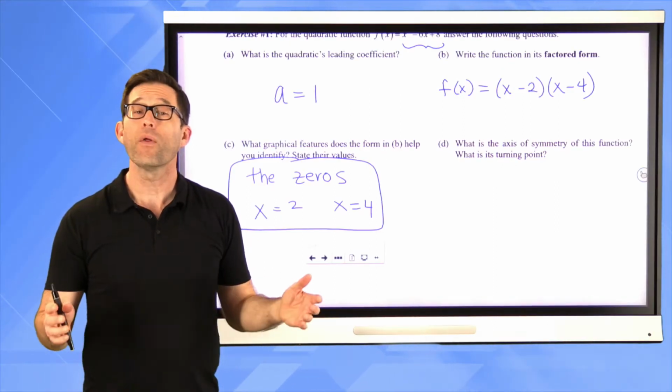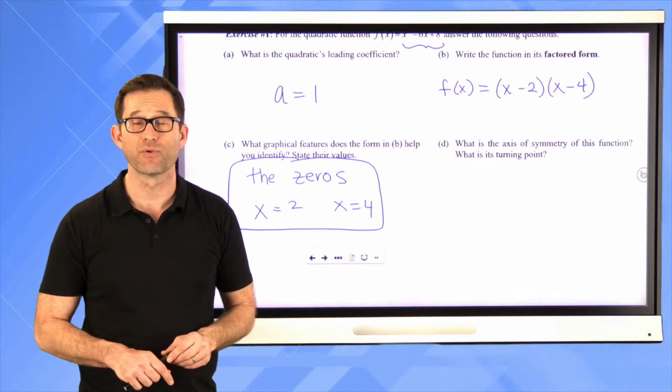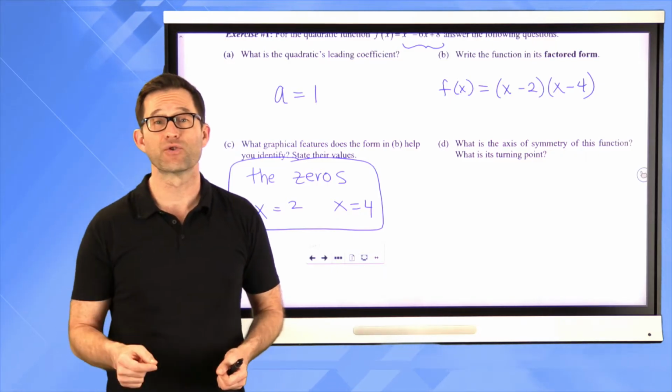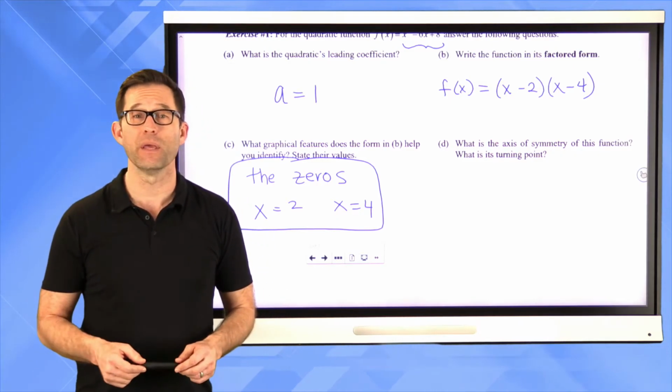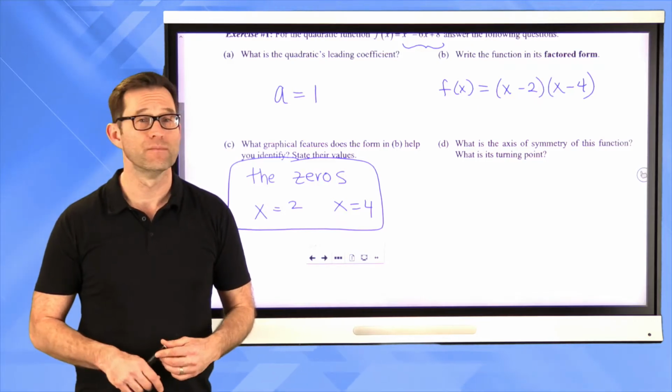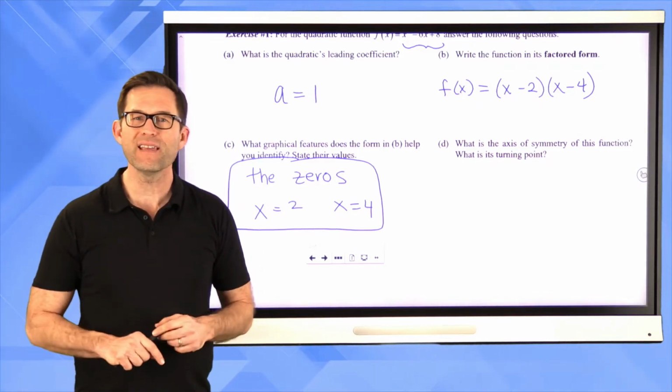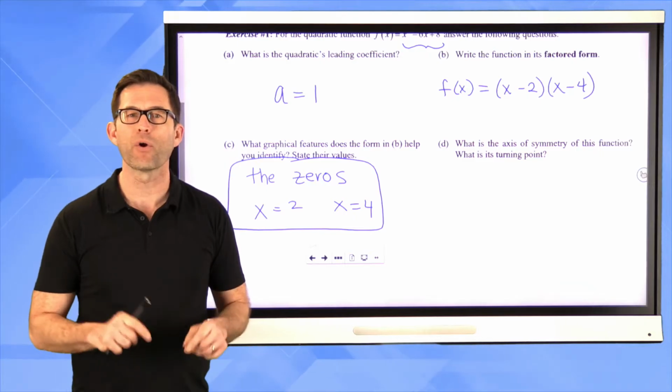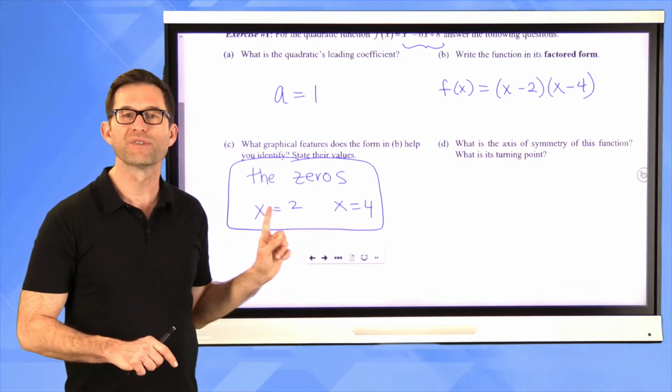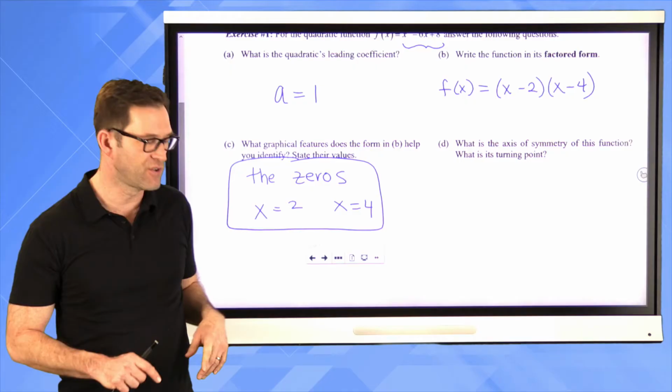All right, well, there's two ways to find the axis of symmetry. One way is using the axis of symmetry formula. That's x equals negative b divided by twice a. Nothing wrong with that. But let's take advantage of symmetry right now. Remember, the axis of symmetry will simply be the average of the two zeros.